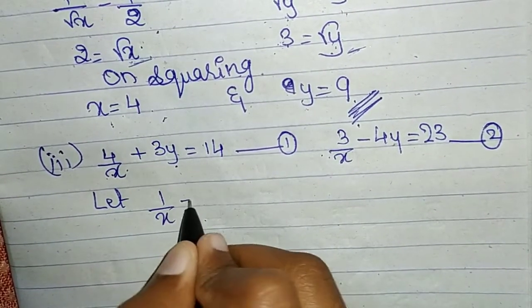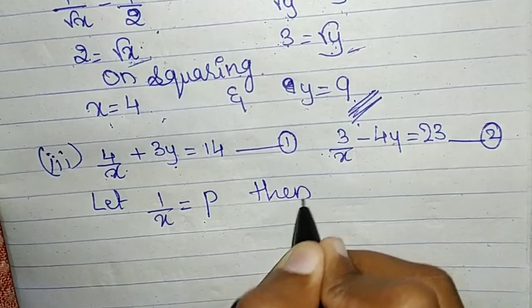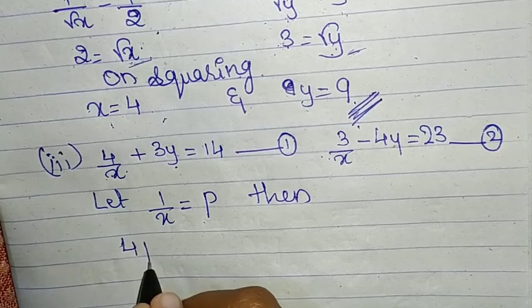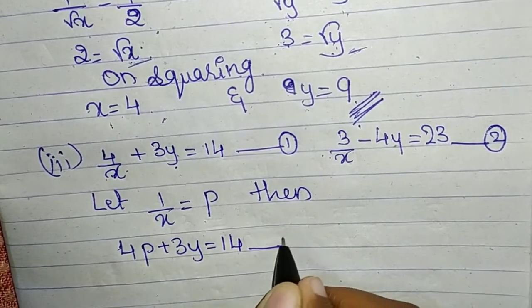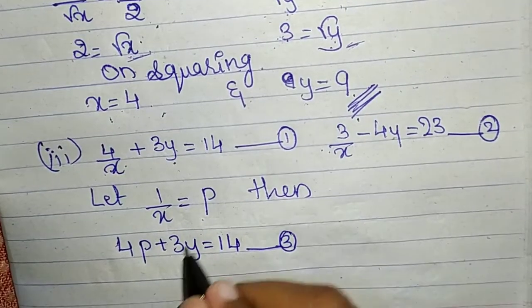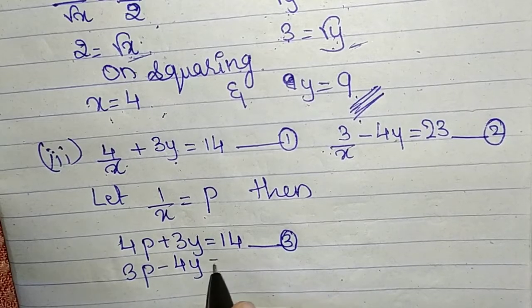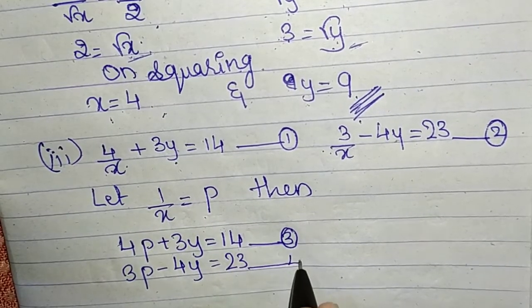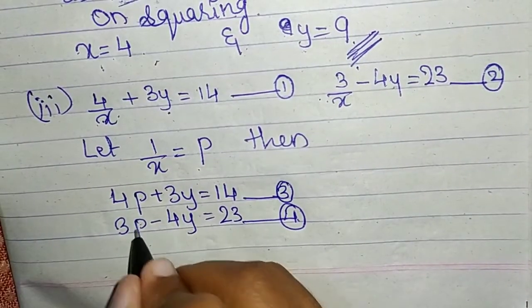Let 1 by x is equal to p. Then the equations can be written as 4p plus 3y is equal to 14. This is equation 3. And 3p minus 4y is equal to 23. This is equation 4. Solve the equations 3 and 4 for the values of p and y.